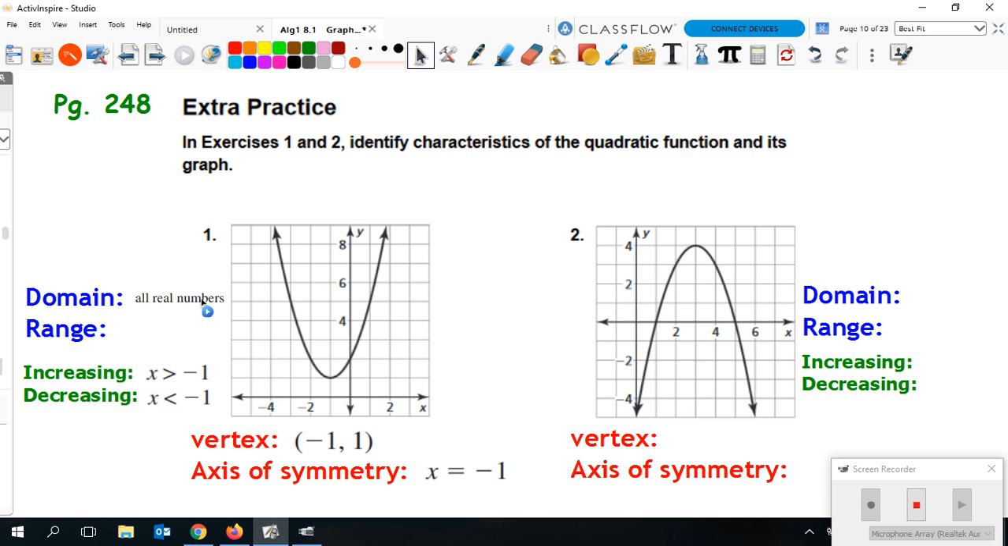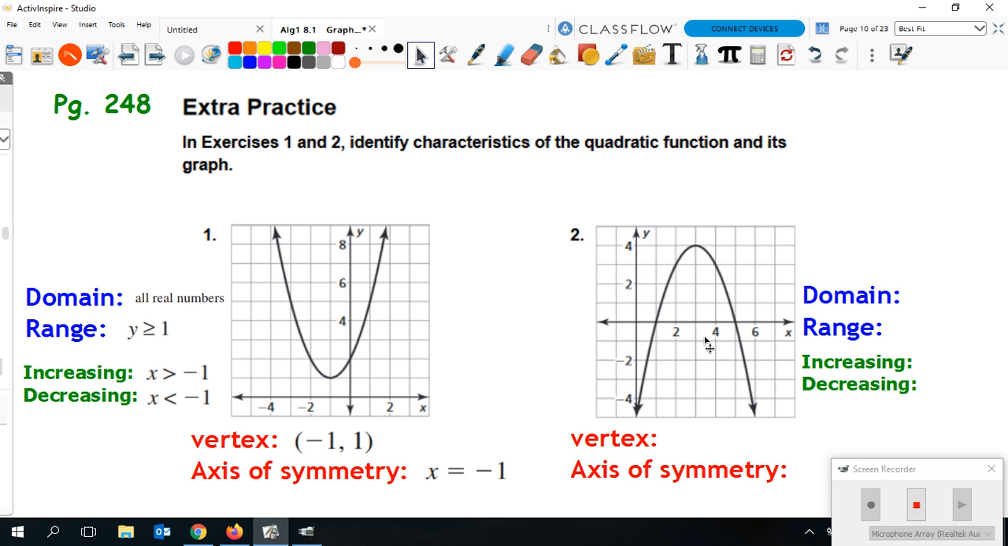It's everywhere. The range on this one is only above the vertex, so the y there is +1. So it's greater than or equal to 1. This one's the equal to because your vertex is sitting on positive 1. These ones would not be equal to. You can't be equal to right here at the vertex. It's only less than or greater than from that axis of symmetry.